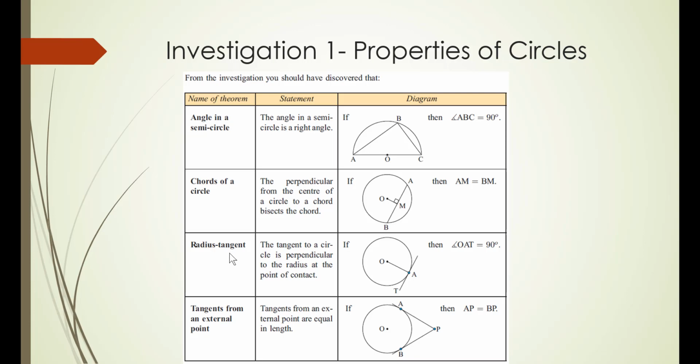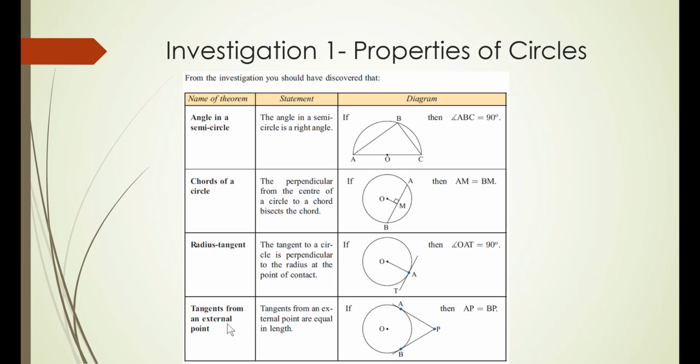The third theorem is about the radius and tangent. The tangent to a circle is perpendicular to the radius at the point of contact. The point of contact is here. This is what we call the tangent, the line that touches the circle at only one point. If we connect the center point to the tangent perpendicularly, it will always be 90 degrees, like this one here. So the angle TAO, or OAT, is equal to 90 degrees.